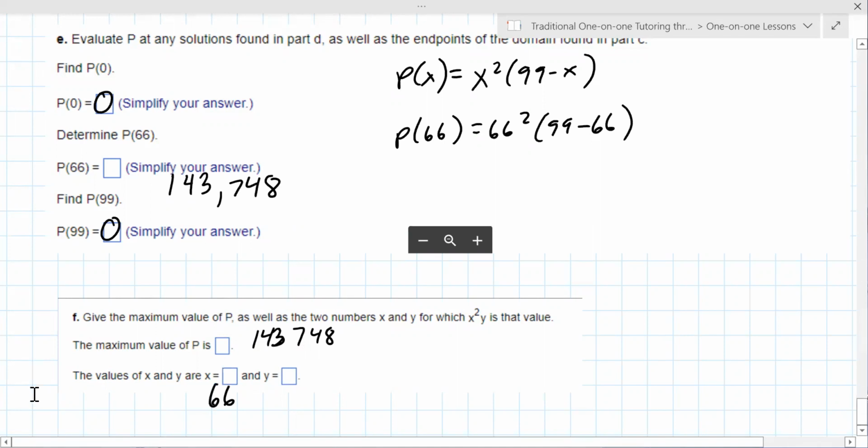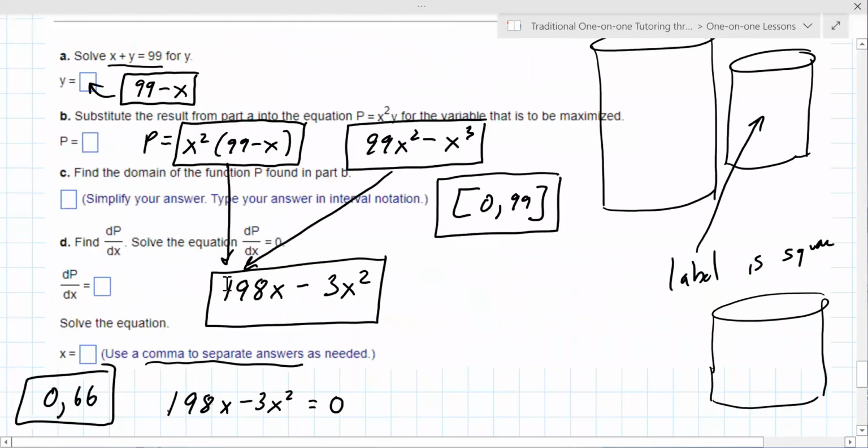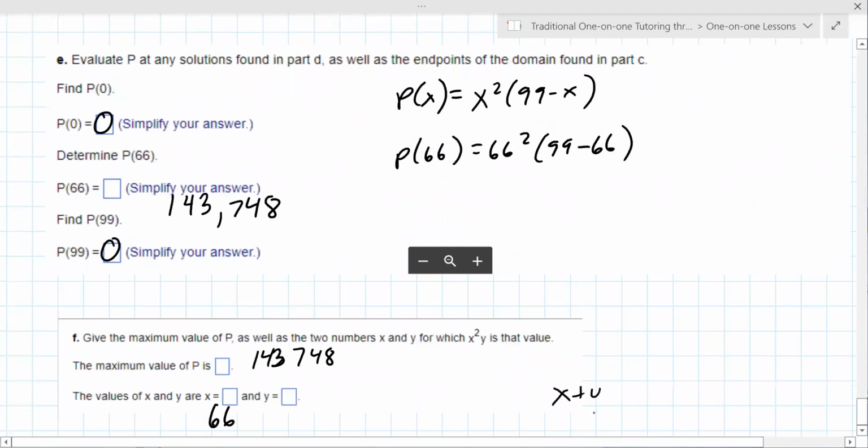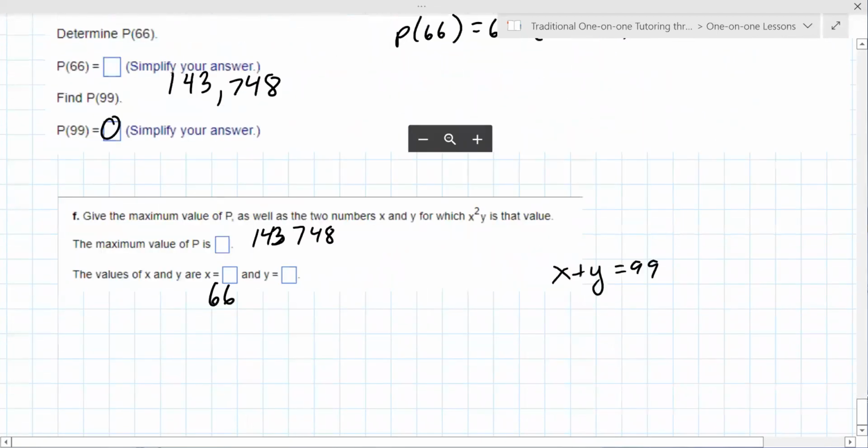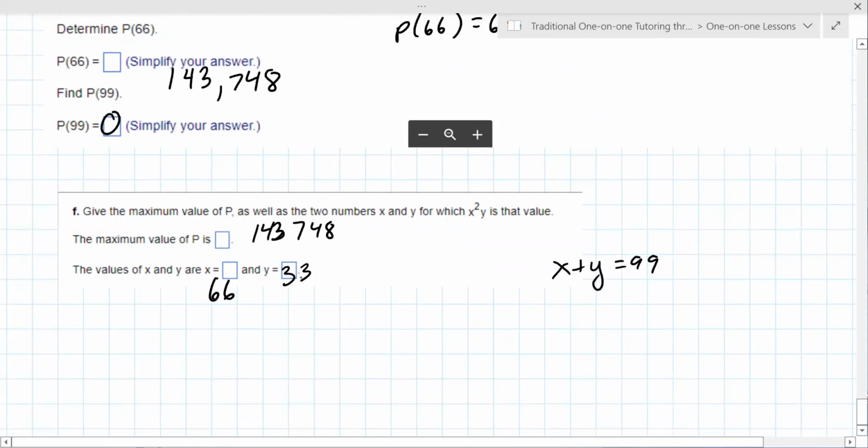To get y, you have to go back to whatever the original relationship was between x and y. x plus y equals 99. And x and y is 33.